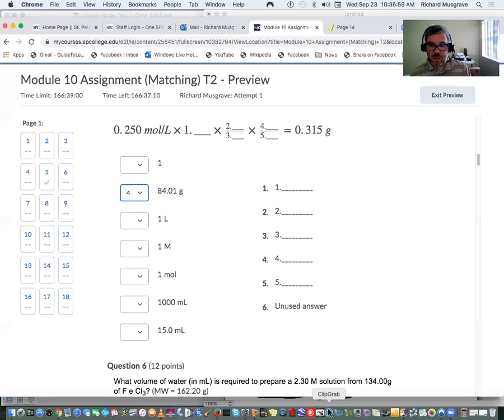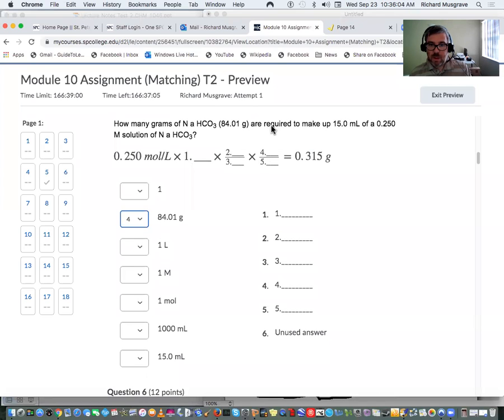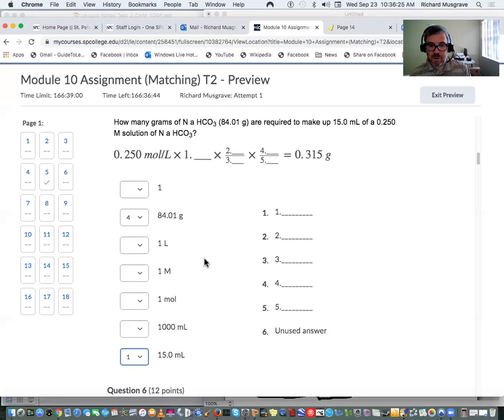And to get to moles, then we've got the problem here: we are required to make up a 15.0 mil solution of 0.250 molar. So we know that we're going to multiply those two things. We've got the 0.250 molar here. So the number 1 must be this volume, this 15.0 mils. So that'd be number 1. Now 2 and 3 will be the conversion, making sure we have liters on the bottom. So 1 liter will go in number 3. And in number 2, we'll have the moles, 1 mole here.